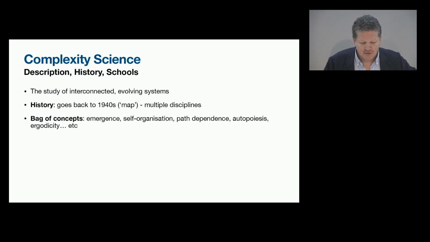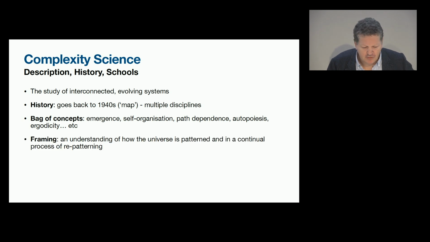The second way of describing complexity is as a bag of concepts. I've listed a few here: emergence, self-organization, path dependence, autopoiesis, ergodicity. If you go onto the Santa Fe Institute's website, which is kind of like the mecca of complexity science, they have about 100 odd different concepts that they define within a glossary. So you can also see it as a bag of concepts.